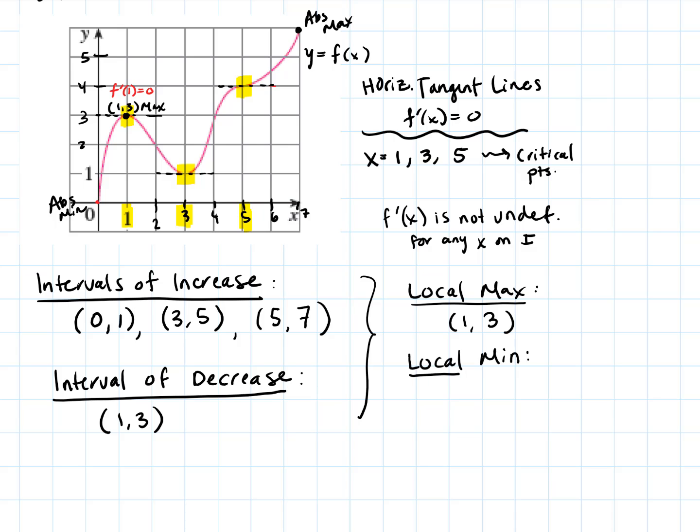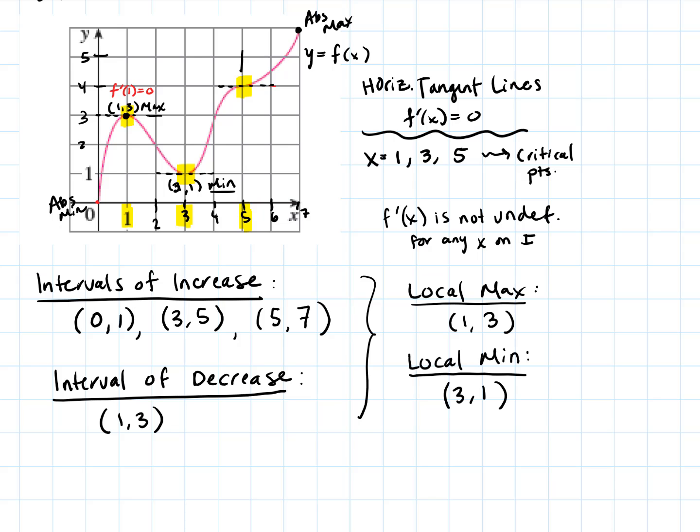So local max at (1, 3), and over here at the ordered pair (3, 1), this is not an interval, this is the ordered pair (3, 1), we have a local min. Okay? So the local max and the local min here are at (1, 3) and then at (3, 1).